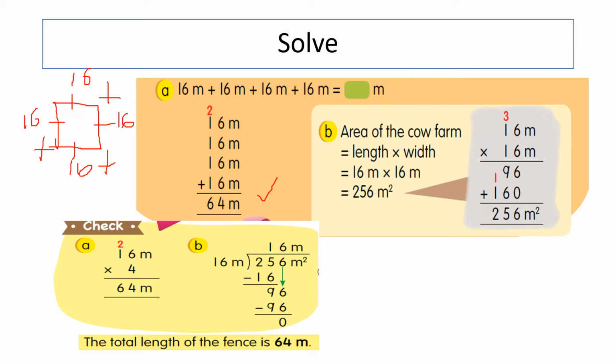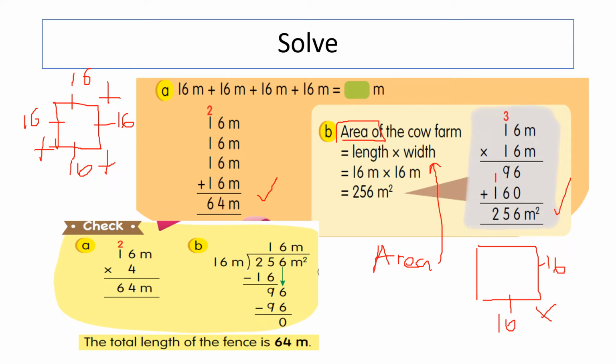So for the B questions, the B question asking you to do area. Area of square also we already learned. So area untuk square is length times by width. So we know that the length is 16 and the width is also 16. So 16 will times by 16, you will get 256 meters square. Alright, this is how you're going to check that. Okay. Cara nak check jawapan, is it correct or not.